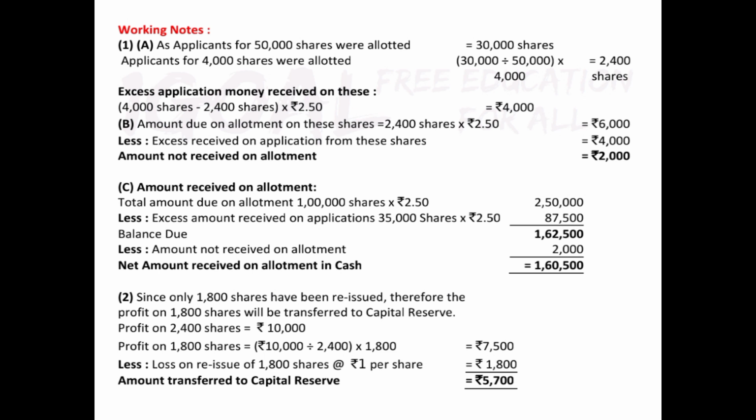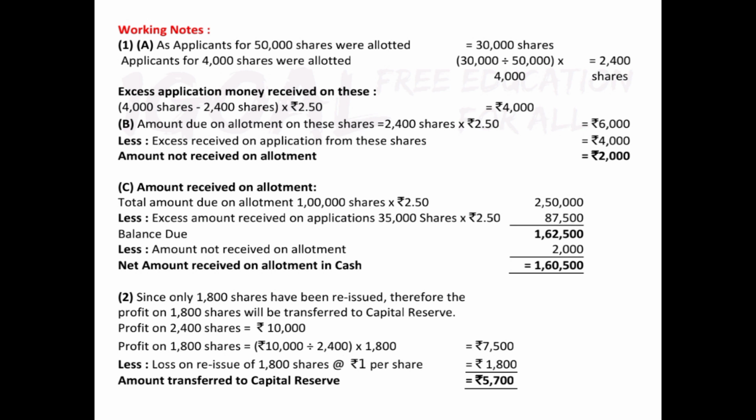As you can see, note number 1, as applicants for 50,000 shares were allotted 30,000 shares. That means applicants for 4,000 shares, basically those shareholders who have not paid, the defaulting shareholders, belong to this category only. So they have not paid. Now, in order to find out how much they have been allotted, we apply the formula: number of shares allotted under pro rata category.